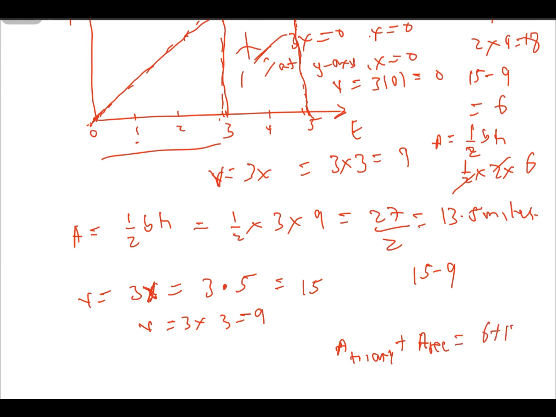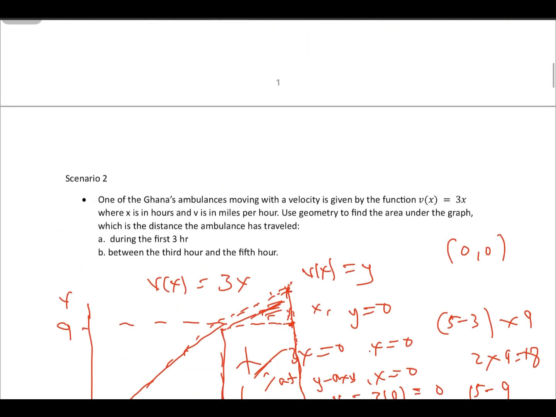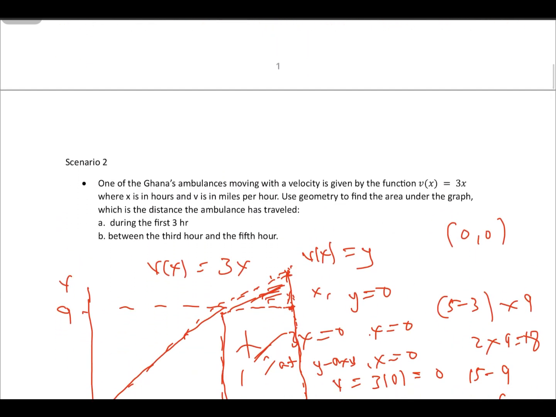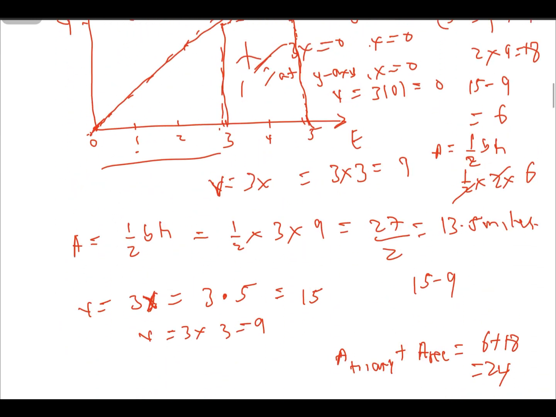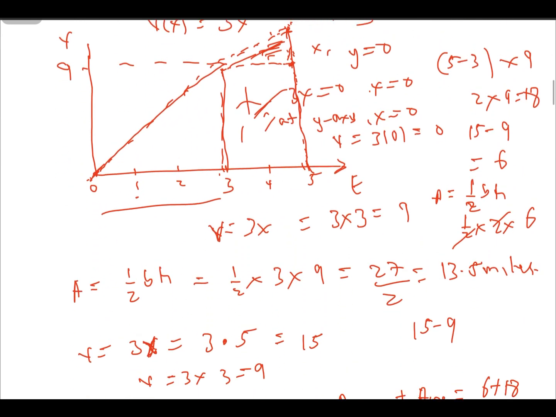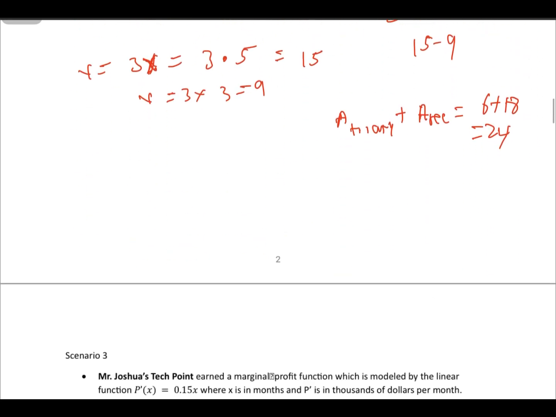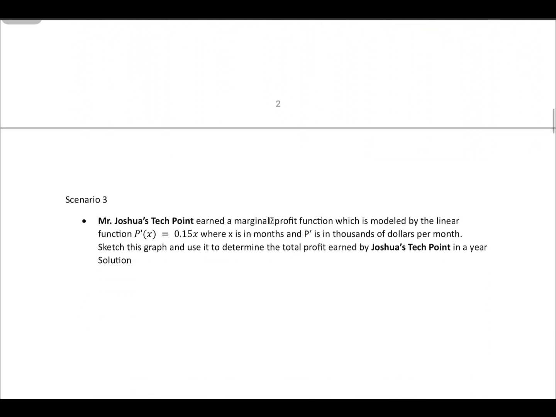And in total, the area of the triangle plus the area of the rectangle will give us what? 6 plus 18, which is what? 24. So in all, the ambulance traveled a distance of 24 miles between the 3rd hour and the 5th hour. So this is the interpretation of whatever you have gotten. We have a lot more scenarios to go, but because of time, I'll leave the other 2 for you so that you can do it.